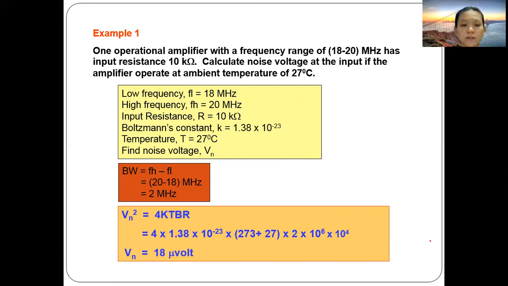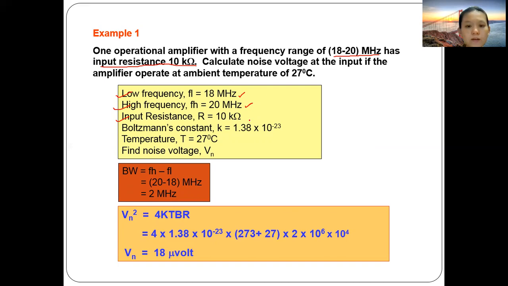Okay, so now we go to example 1. An operational amplifier with a frequency range of 18 to 20 MHz has an input resistance of 10 kilo ohm. Calculate the noise voltage at the input if the amplifier operates at an ambient temperature of 27 degrees Celsius. From the question, we know that the frequency range is 18 to 20 MHz. So our lower frequency is FL equals 18 MHz. Higher frequency is FH equals 20 MHz. And we have the input resistance of 10 kilo ohm, so input resistance R equals 10 kilo ohm.